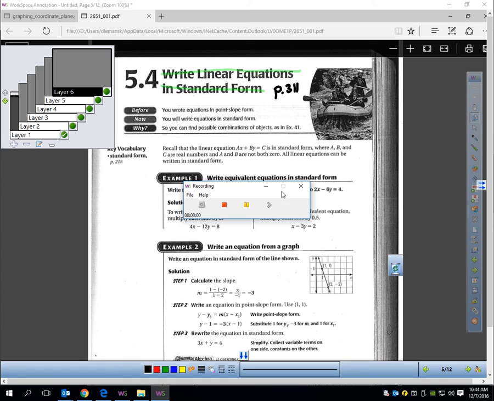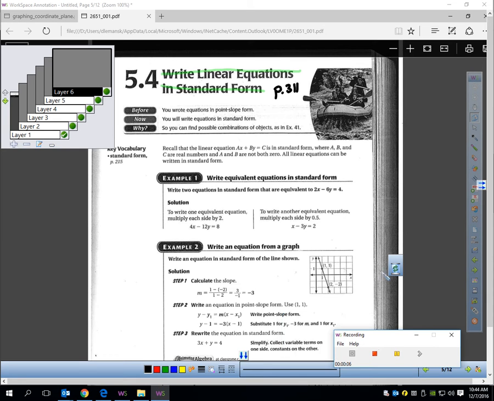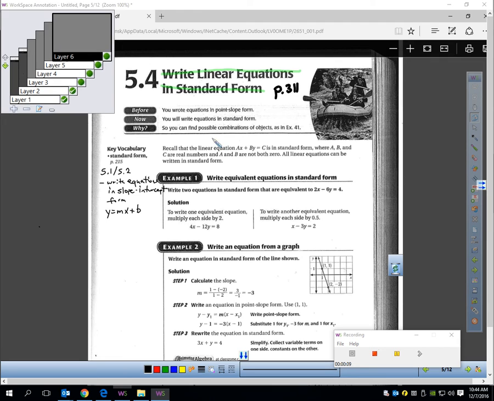This is lesson 5.4, writing linear equations in standard form. You should be on page 311. I want to do a quick review of what we've covered up to this point in this chapter.